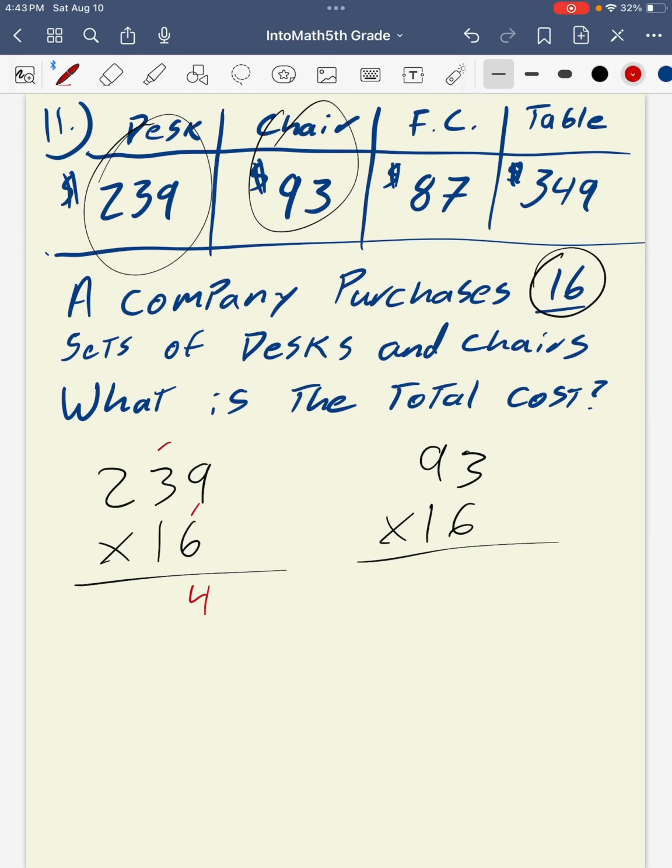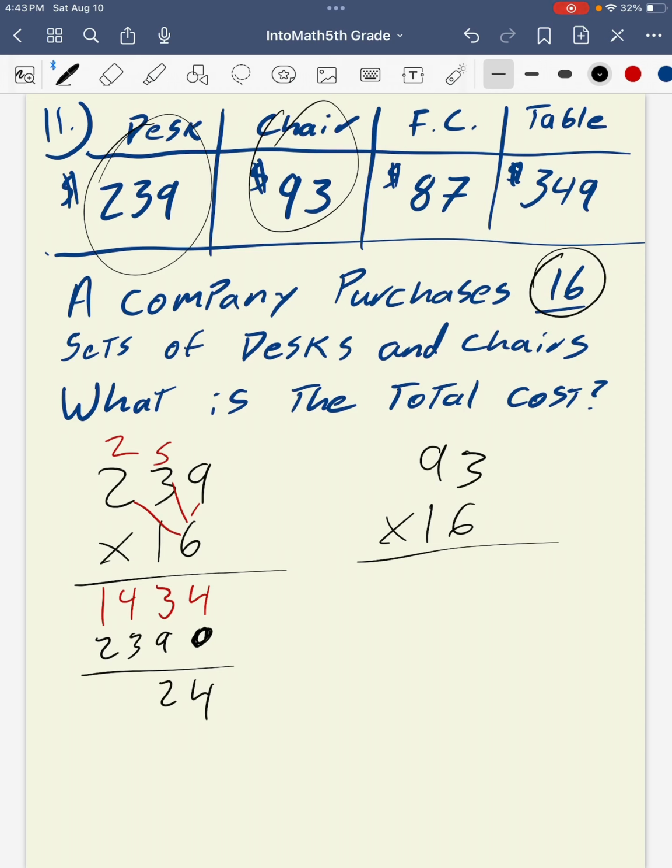Starting with my 1, 6 times 9 is 54. 6 times 3 is 18 plus an additional 5 makes it 23. And 6 times 2 is 12 plus 2 makes it 14. I'm now down into my tens. Remember my placeholder is 0 because I'm no longer multiplying by my ones. This is 239 times 1. I'm just going to write this on over.